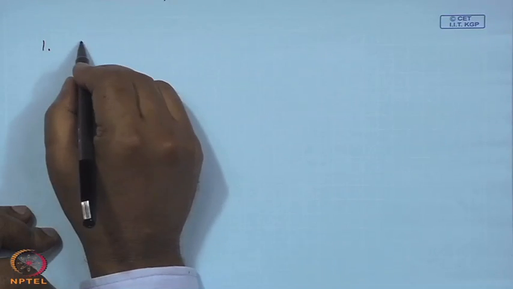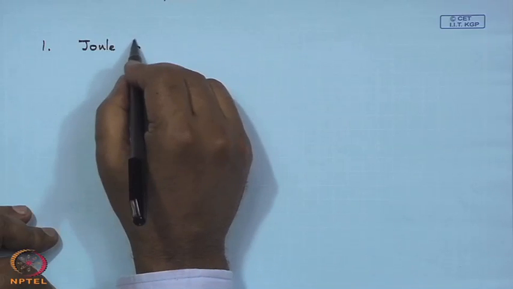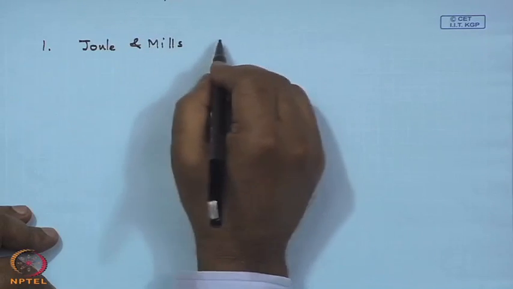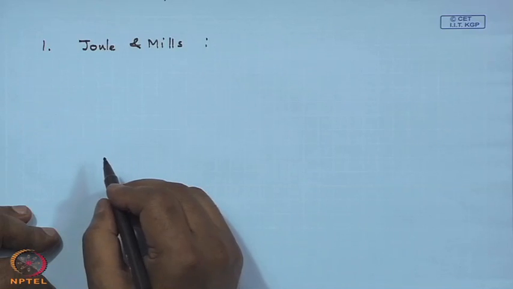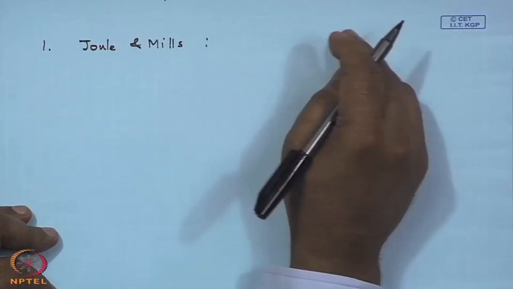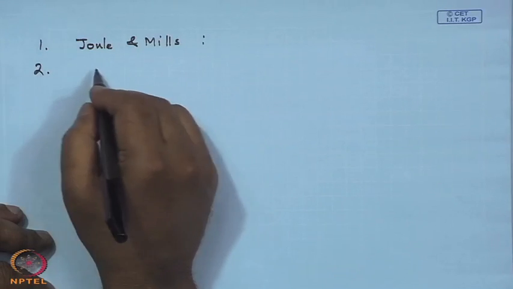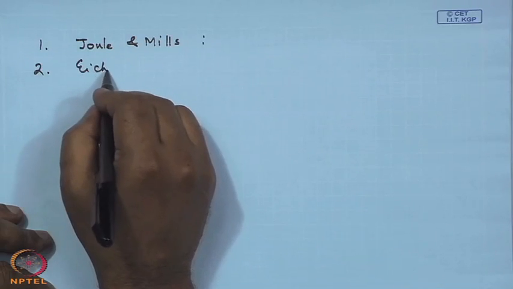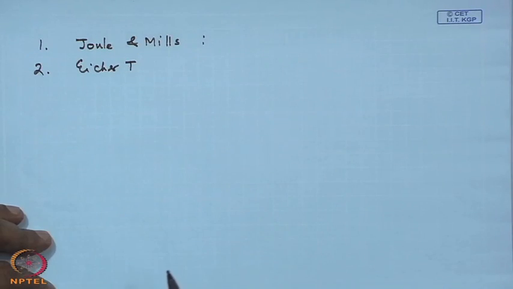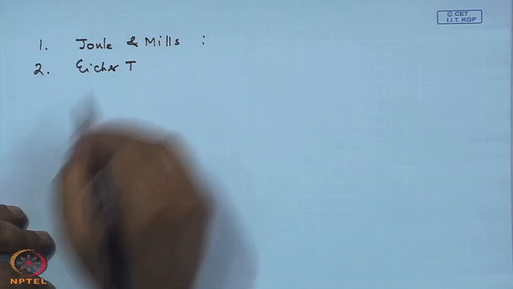Of course, the book that you suggested should be the first book, Joule and Mills, right. I think all of you know the name, Heterocyclic Chemistry, and very recently it has been published as an edited version in 2010. The previous one was 2005. So, after 5 years it has been revised. Another book that I would like you to go through is by Eicher, T. There are so many authors; I am just writing the first author.